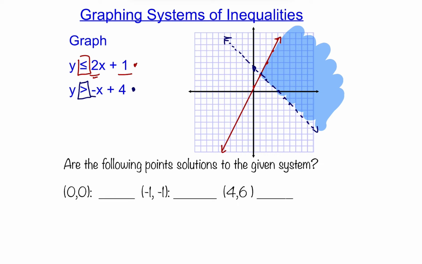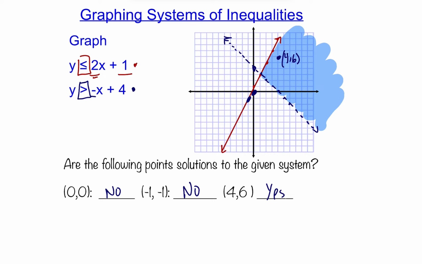So the question is, are these points in the shaded region? Are they part of the solution? 0, 0 is right there. That's a nope. Negative 1, right there. Nope, that's not in the shaded part. And then 4, 6, over 4 up 6, that's right there. And yes, that is in the shaded part. And so anything in that blue shaded region is a solution to this given system.